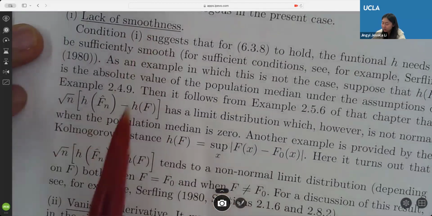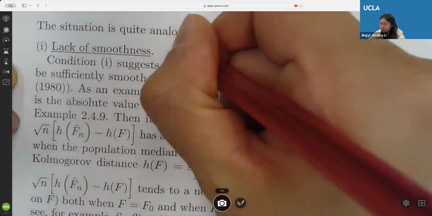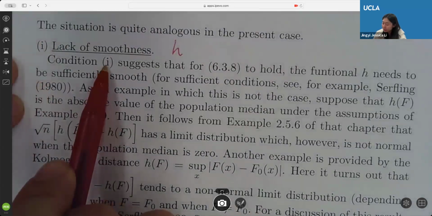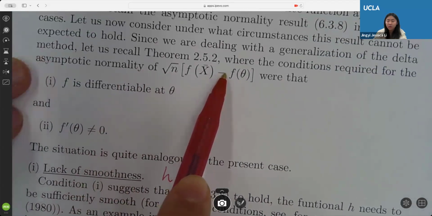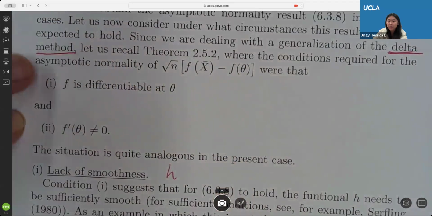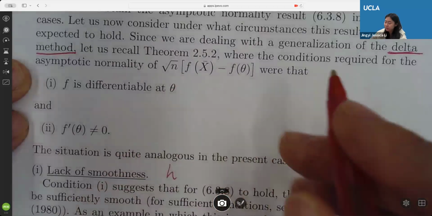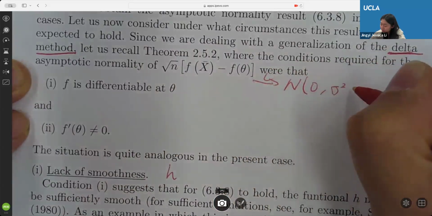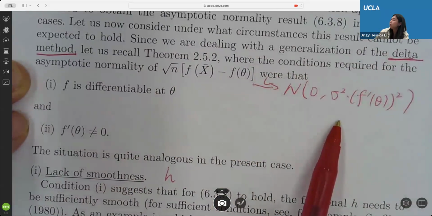When does the asymptotic normality no longer hold? First, lack of smoothness, and that's about H. That's about the functional. The functional needs to be smooth. Condition one is regarding the Taylor expansion, or actually regarding the delta method. The delta method holds under two things. First, you need to have F differentiable, right? So to have this converge in law to N(0, sigma squared times F prime of theta squared). That's the delta method's result, right?